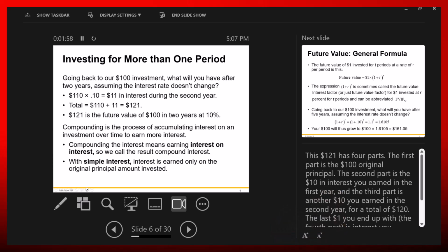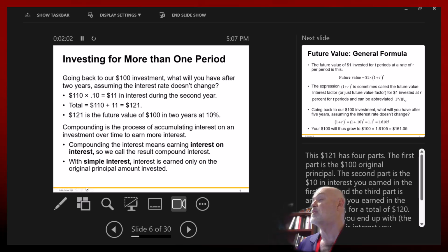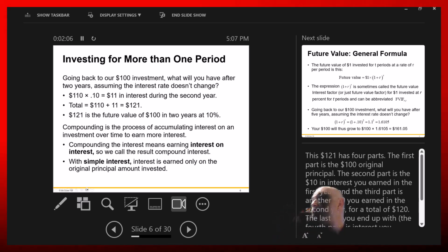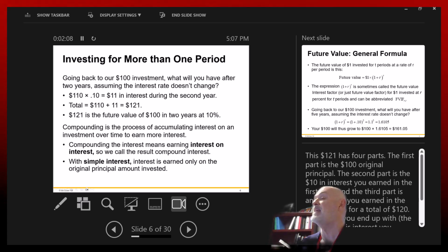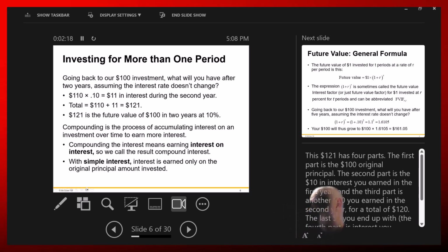Going back to the original $100 investment, what would you have after 2 years? Assuming the interest rate doesn't change, you have the original figure, which is $110, and then you multiply it by the 10%, and it's $11 in interest during the second year. You add that to the original and the first year's interest, and you get $121.